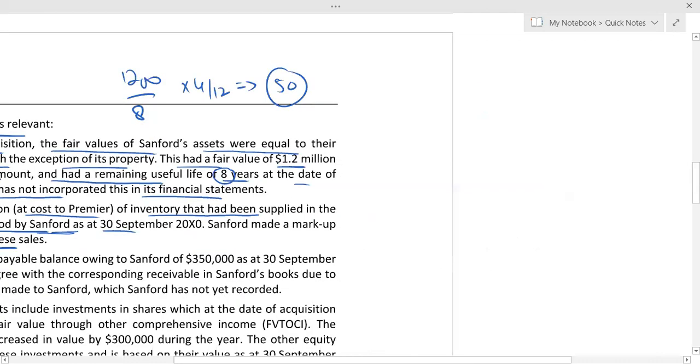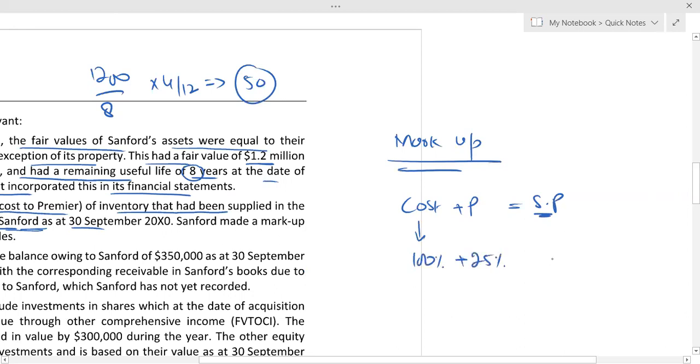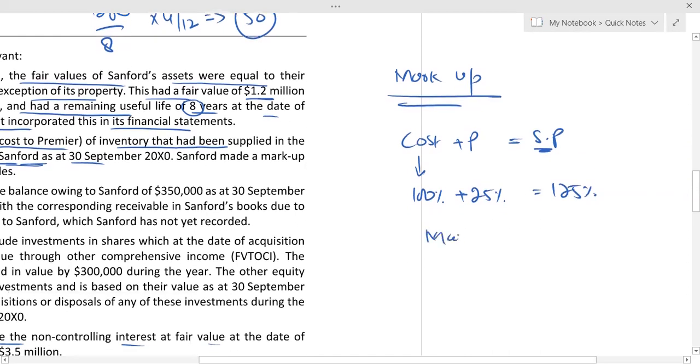Now try to understand. When we say markup, logically markup is a percentage of cost. So cost plus profit is equal to selling price. In case of markup, your cost is 100%, profit here is 25, which means selling price is 125%. If the examiner uses the word margin, margin is a percentage of revenue. Cost plus profit is equal to selling price. In margin, the selling price is 100%. Assuming the cost is 75, then profit is 25.